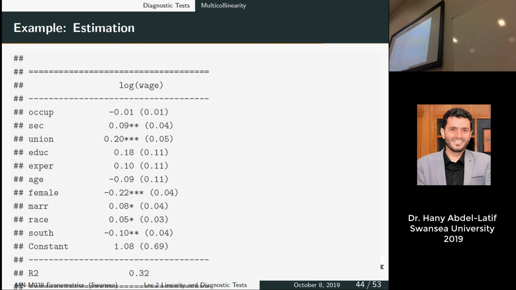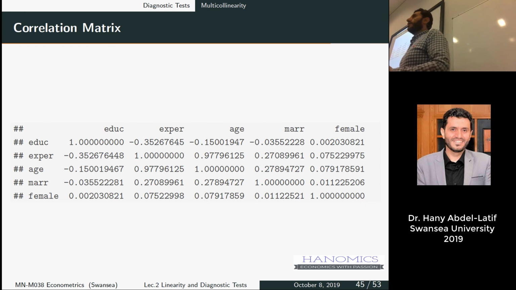Do you expect that any of these variables are correlated with each other? How about if we calculate the correlation matrix? Let's have a look. How about the experience and age?